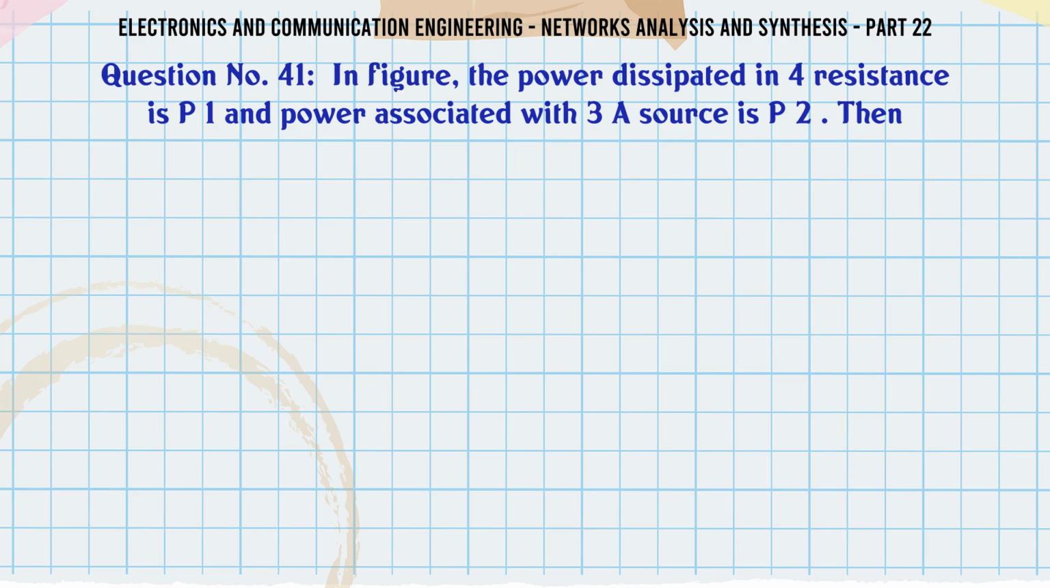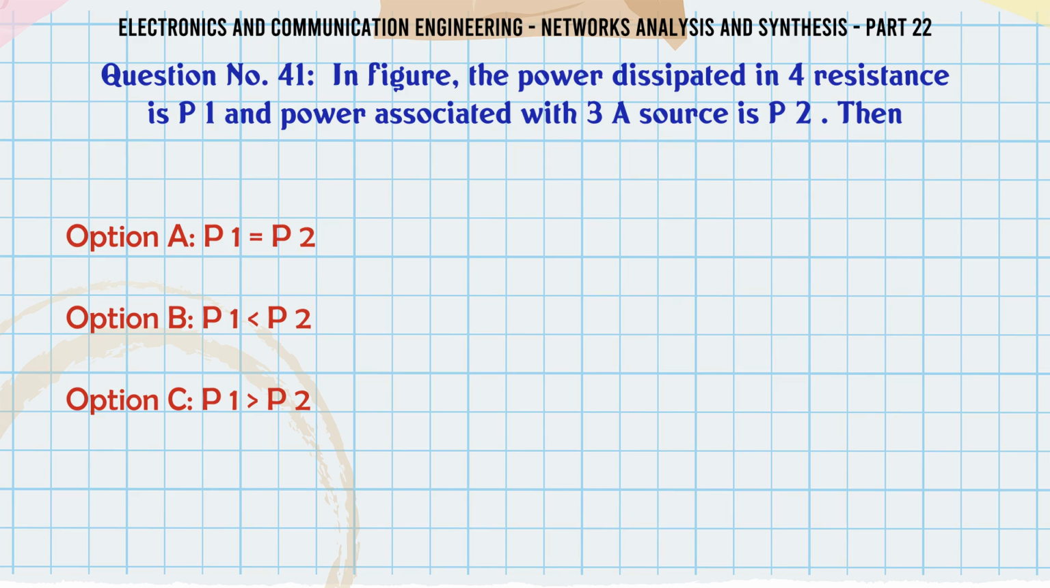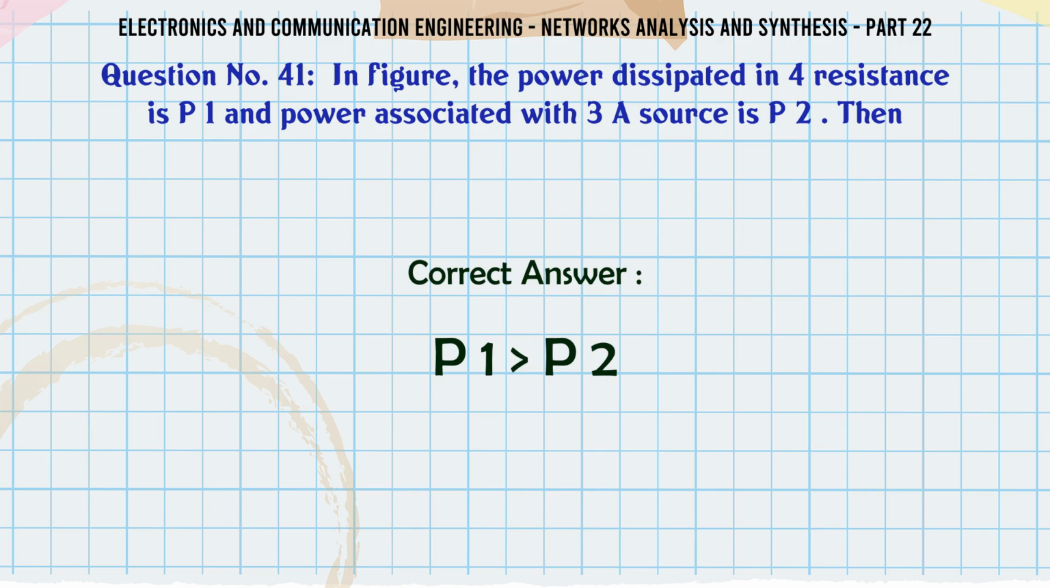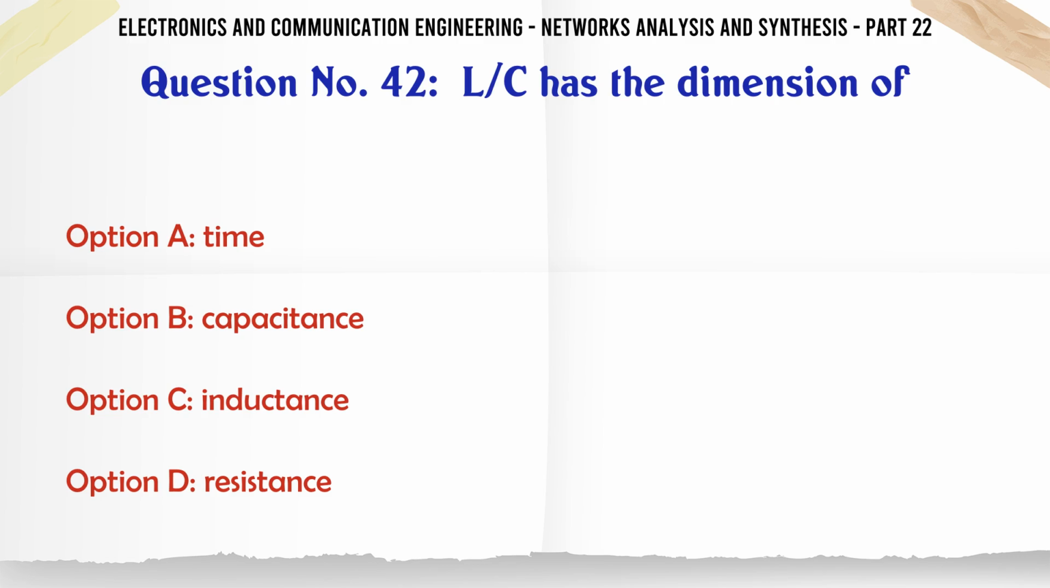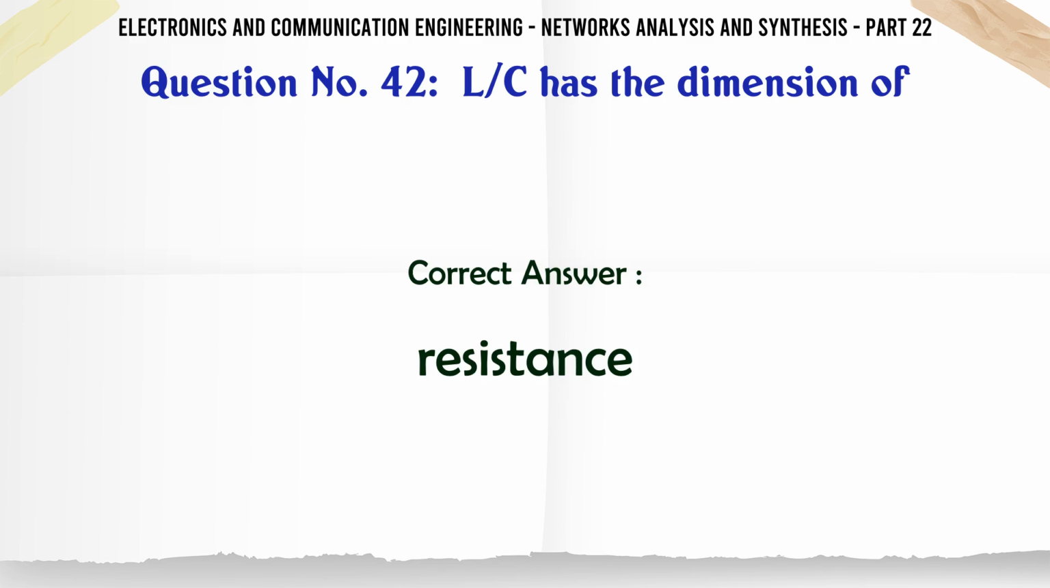In the figure, the power dissipated in the 4 ohm resistance is P1 and the power associated with the 3 A source is P2. Then A. P1 > P2, B. P1 < P2, C. P1 = P2, D. P1 may be equal or less than P2. The correct answer is P1 = P2. The quantity sqrt(L/C) has the dimension of A. time, B. capacitance, C. inductance, D. resistance. The correct answer is resistance.